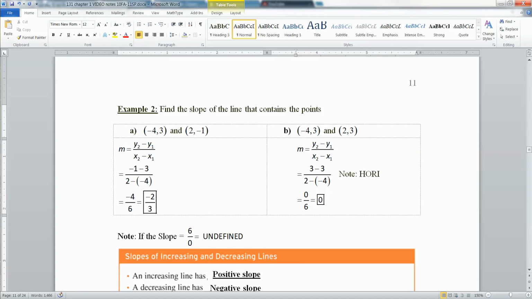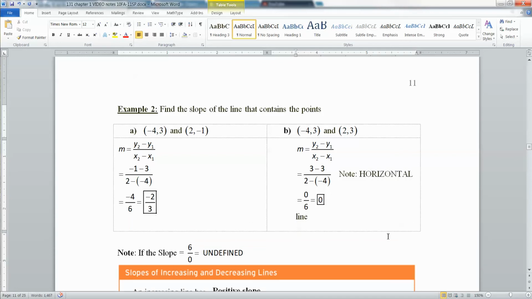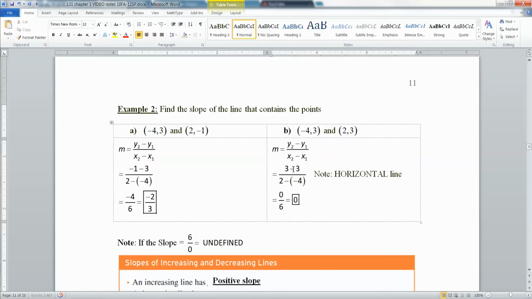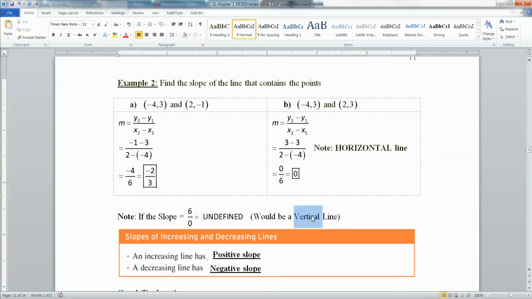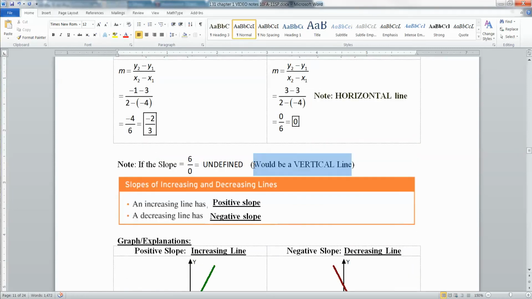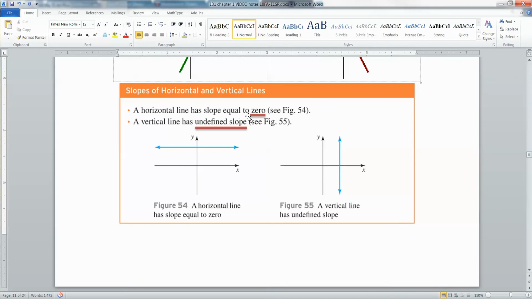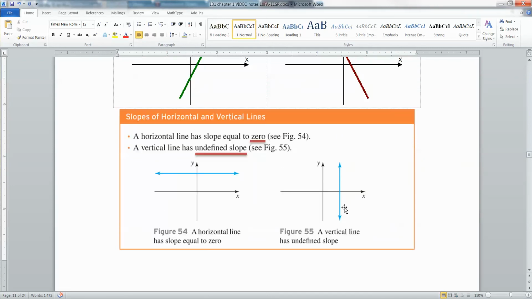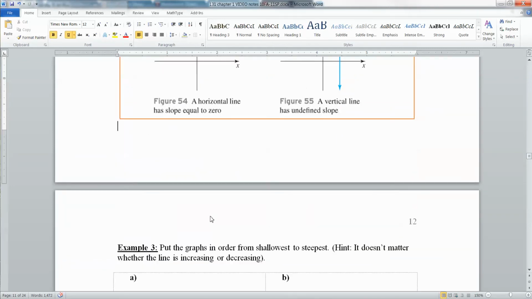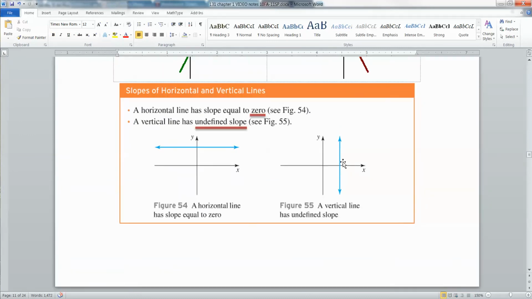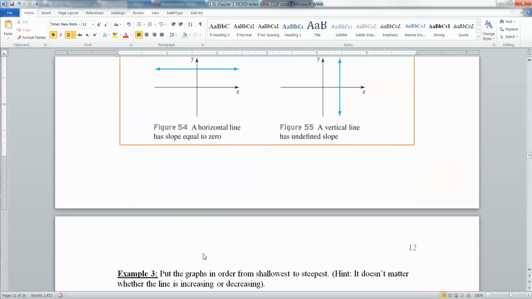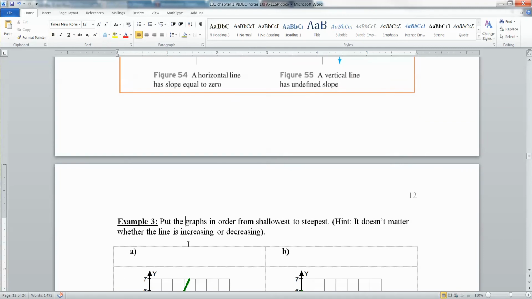Note, horizontal line. Oops. There we go. And this one with an undefined slope, if I had it, would have been a vertical line. All right? So horizontal line, zero slope. Vertical line's undefined slope. I don't ever use the no slope. Everything's got a slope. It just might be super, super steep. So usually no slope gets attached to the undefined slope. So just call it undefined.